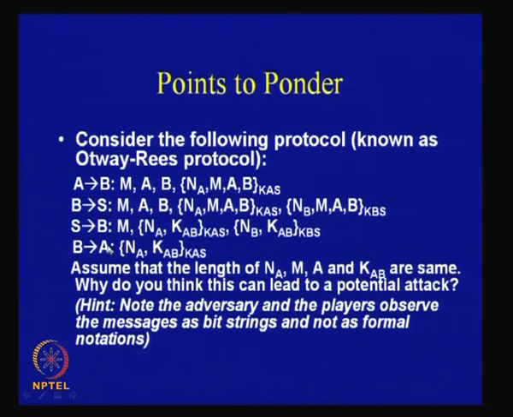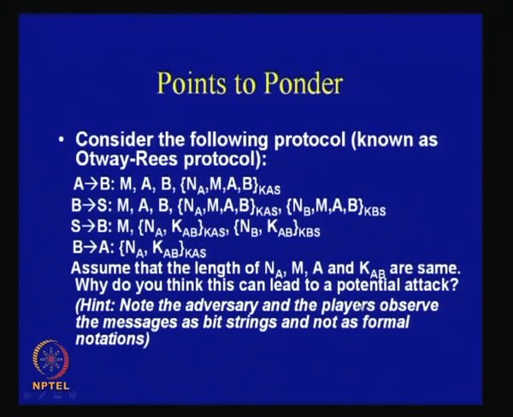The server S sends to B this M along with NA, KAB, that is, it has generated a session key KAB, encrypted by KAS. The other part is NB, KAB, which has been encrypted by KBS, okay, and B sends to A NA, KAB, which has been encrypted by KAS. So, this is a classic protocol, but you can imagine that if the lengths of NA, M, A and KAB are the same, then there can be a potential attack against this protocol, okay.